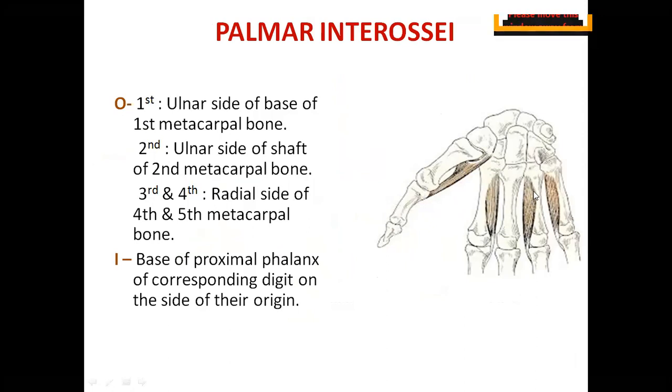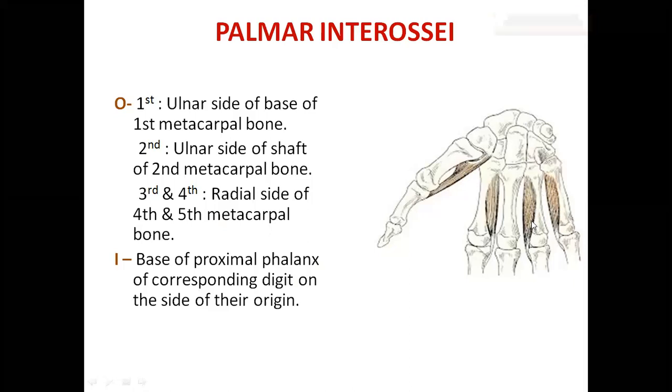Third and fourth are coming from the lateral sides, right? Towards the thumb is the lateral side, the radial side of the fourth and fifth metacarpal bone. Now if you just see the insertion, it is getting inserted into the base of the proximal phalanx of the corresponding digits, on the side of their origin. Okay, from the side of their origin.